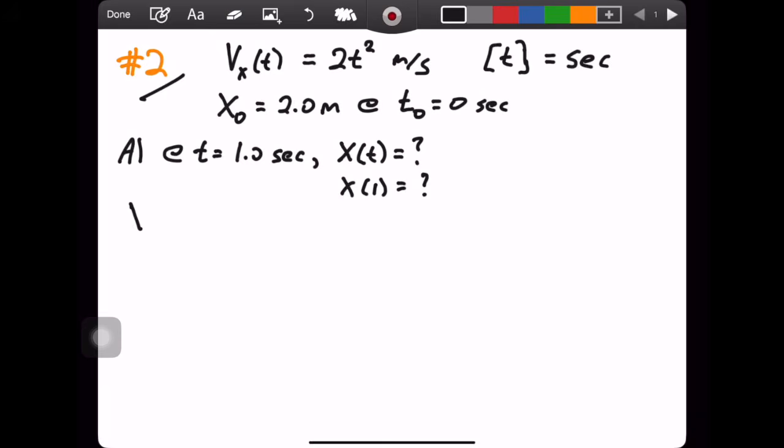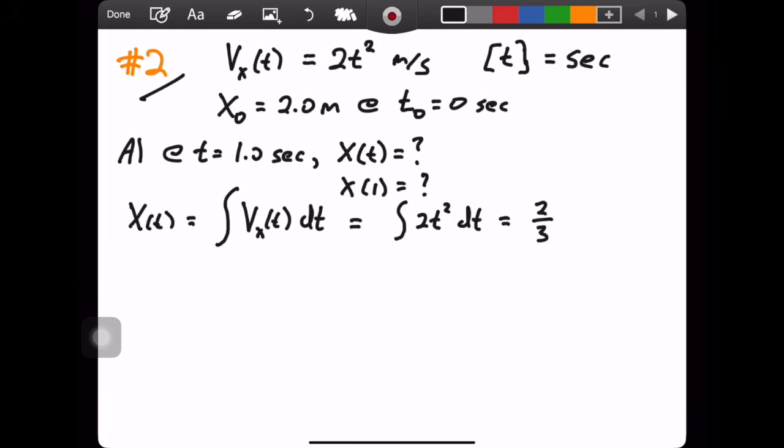We're going to say x as a function of time is going to be equal to some indefinite integral of this function Vx of t dt. When I take this integral, I'm going to plug in the specific function, which is 2t squared dt. And when I take that integral out, I'm going to get 2/3 t cubed plus some constant c.